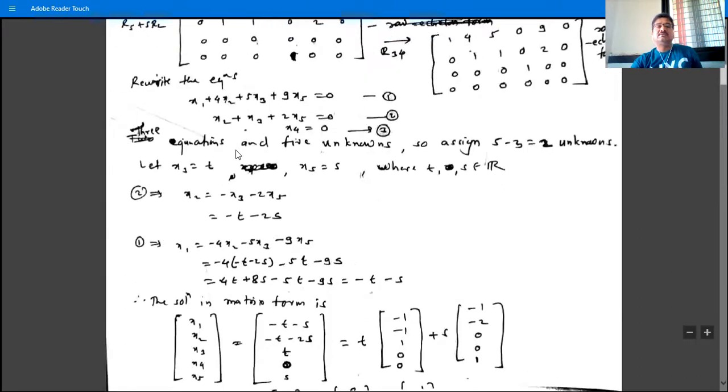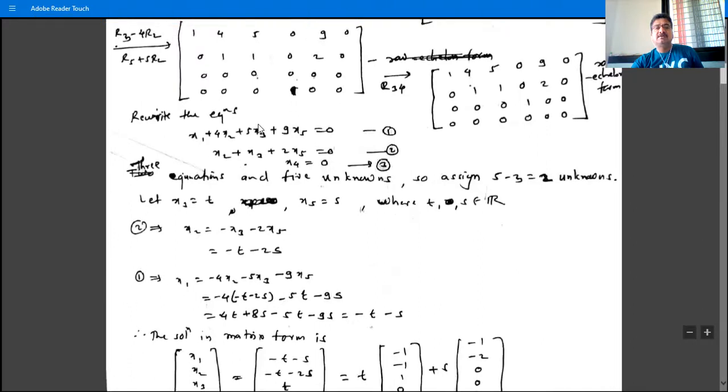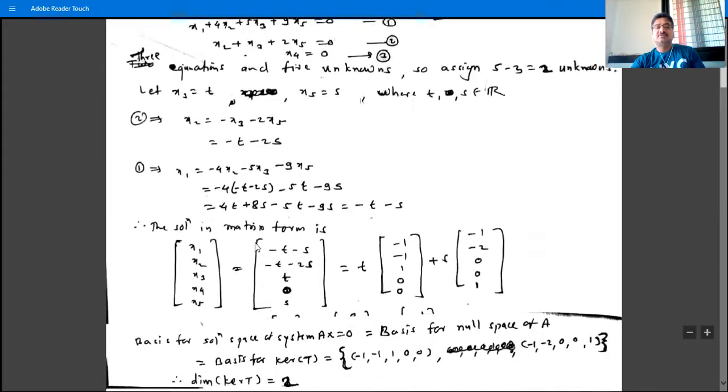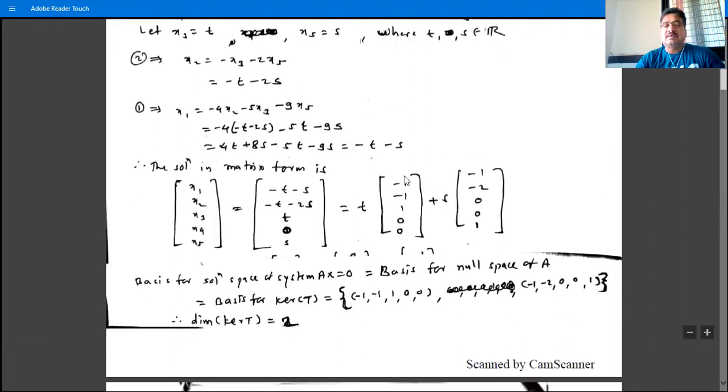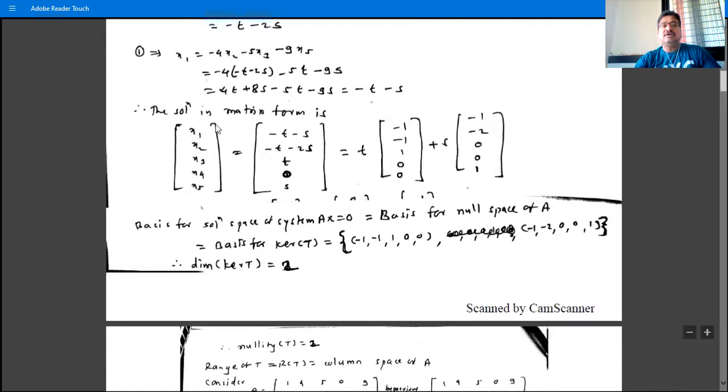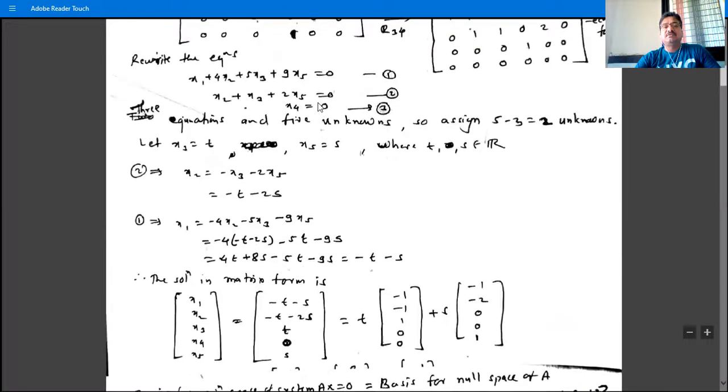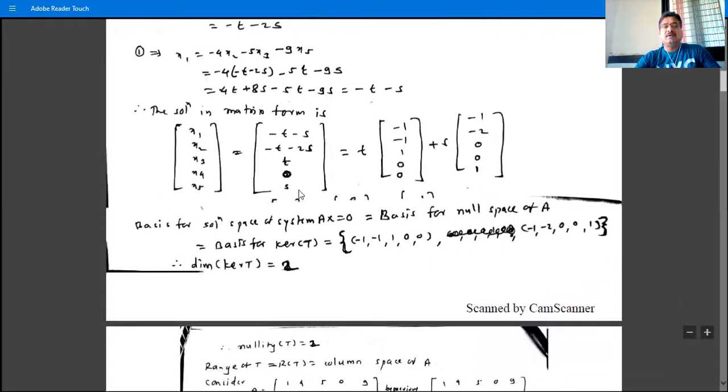And x1 is from equation number 1. It implies x1 is equal to minus 4x2 minus 5x3 minus 9x5. Substitute the value of x2, x3, x5. We have x1 as minus t minus s. And therefore the solution of the system in matrix form: x1 is minus t minus s, x2 is minus t minus 2s, x3 is t, x4 is 0 from this equation, and x5 is s.